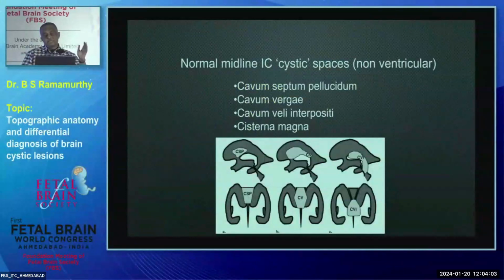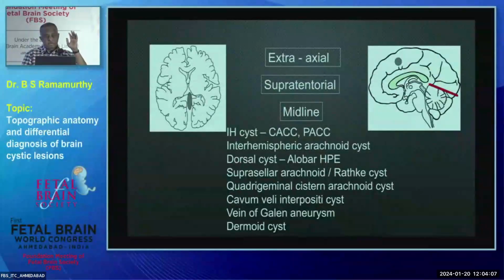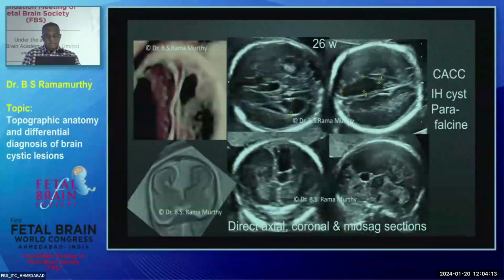Normal midline cystic spaces, we are all very, very conversant with. I'm not going to do anything about it. And we will straight away delve into some extraaxial supratentorial midline cysts. And this is the first case I'm showing you. Cyst, yes or no? Yes. Midline or off midline? Supratentorial, infratentorial? Intraaxial, extraaxial? Which is the plane where the cyst is present?